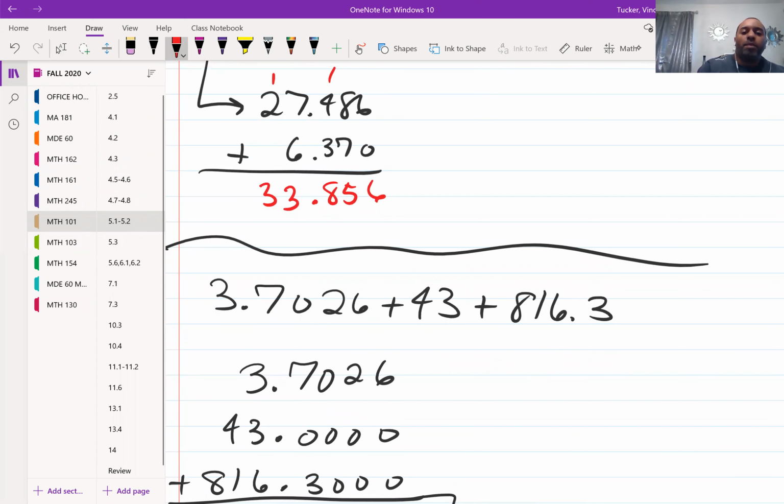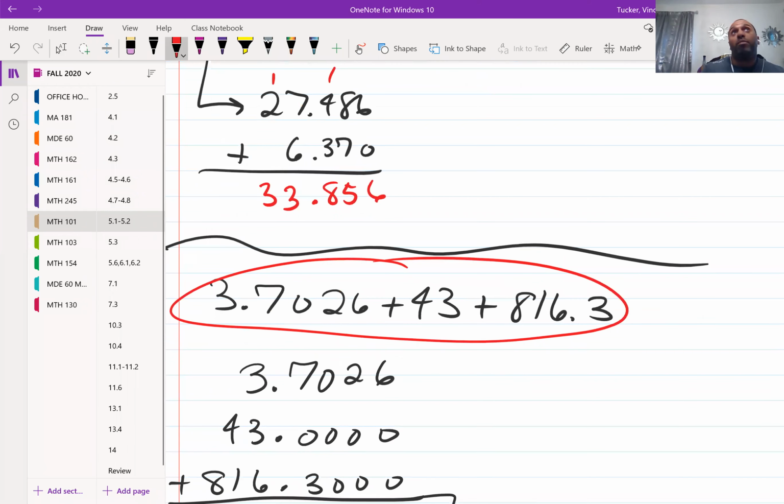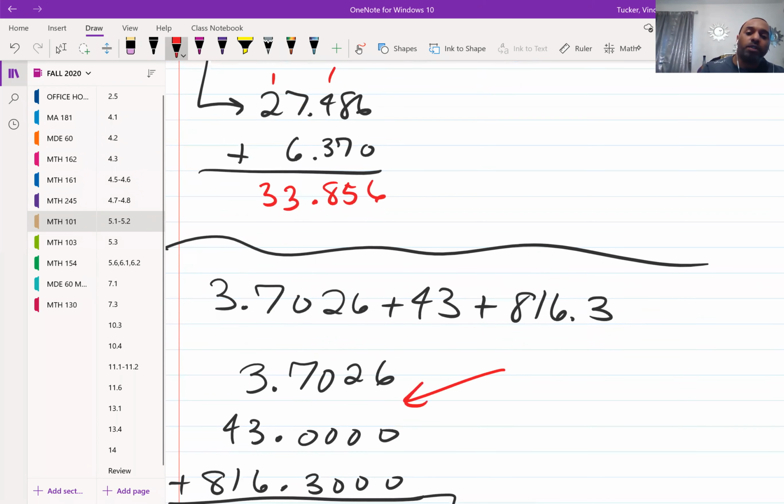All right, same thing happens here. To give us the problem horizontally, we can set it up vertically, which is what we got going on here. You make sure you line up your decimals. Don't forget, if you don't see a decimal, they assume you know it's to the right of the rightmost digit. So that 43 has a decimal behind the 3.